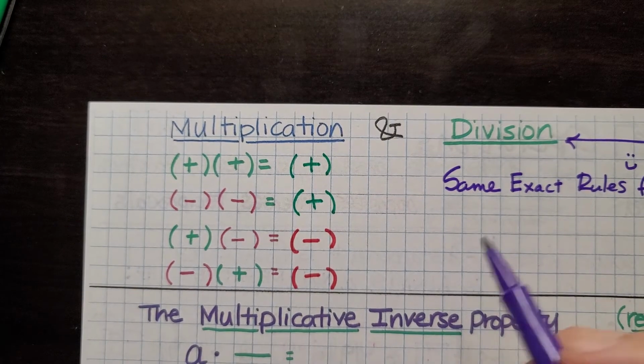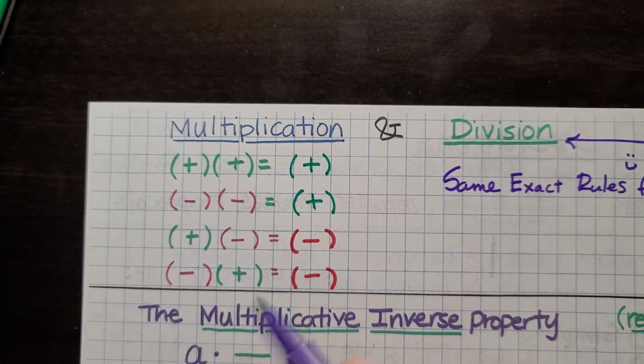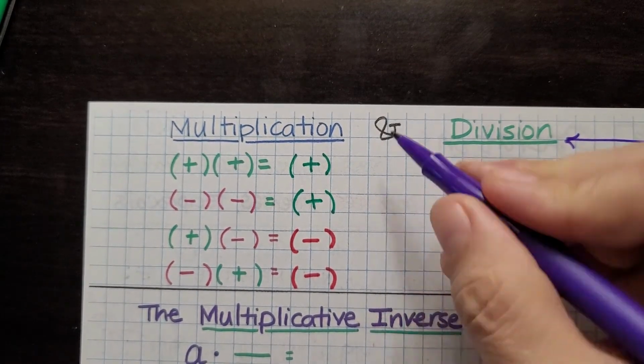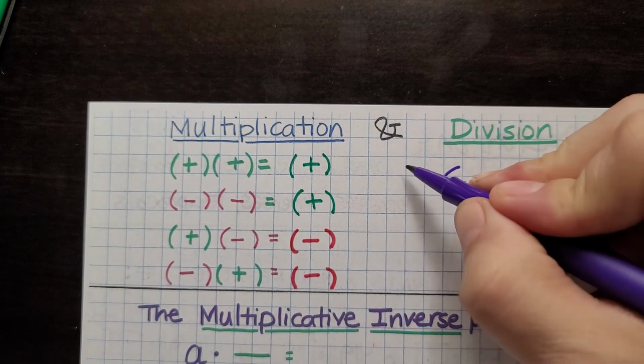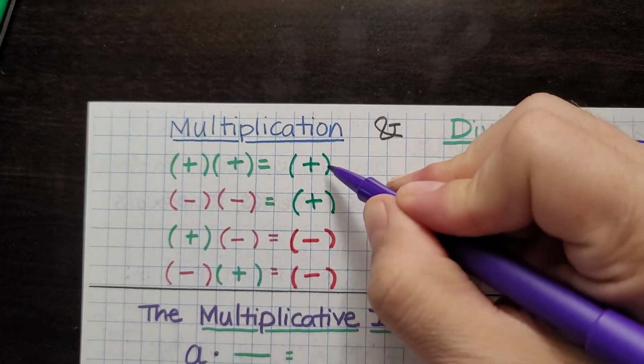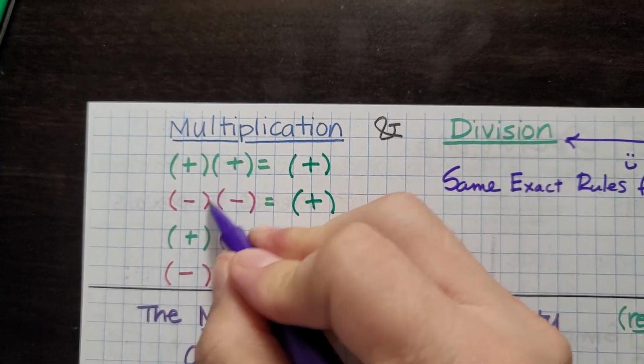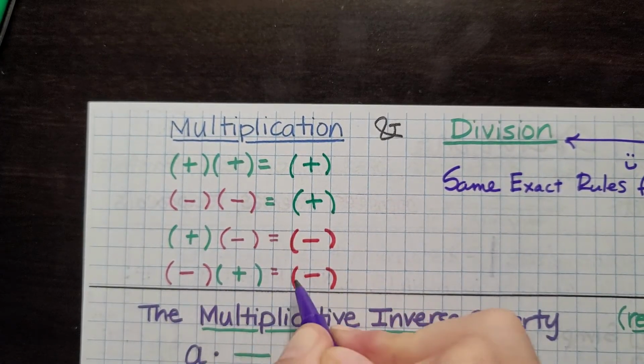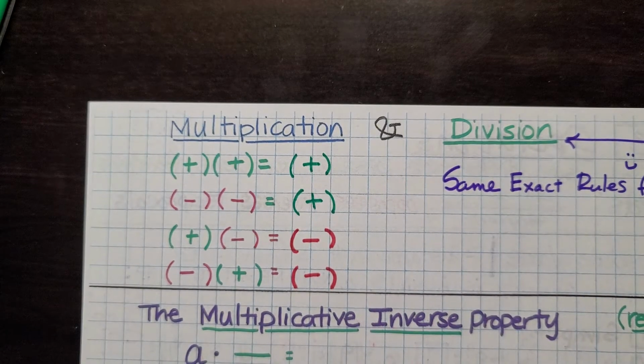Now, what happens if you have more than 2 numbers that you are multiplying or dividing? Oh, by the way, so I don't have to rewrite it all over again: a positive divided by a positive is a positive. A negative divided by a negative is a positive. Positive over negative is negative. Negative over positive is negative as well.